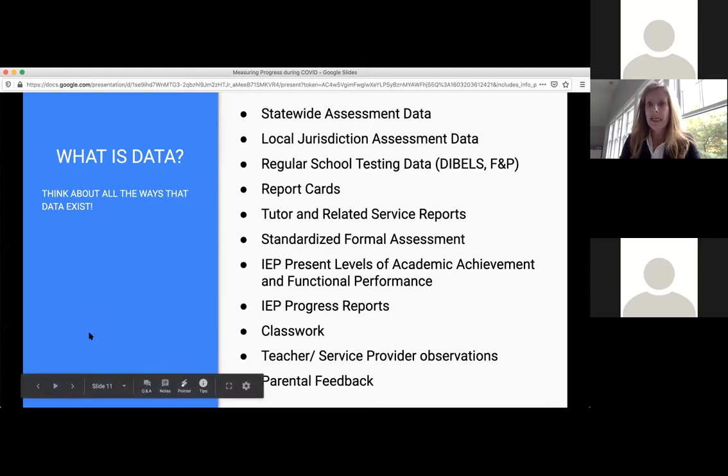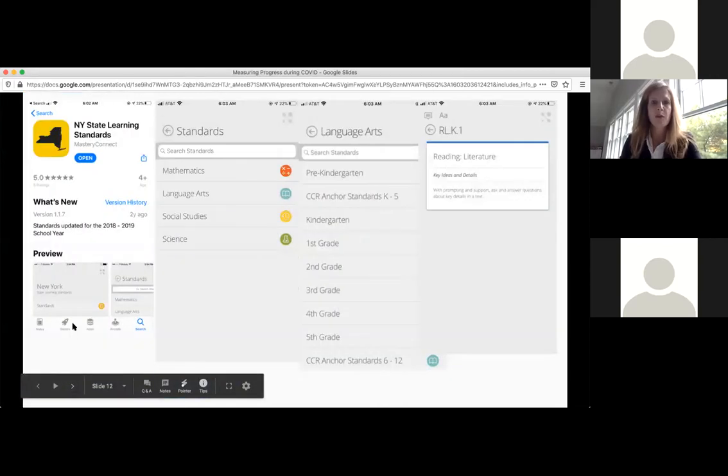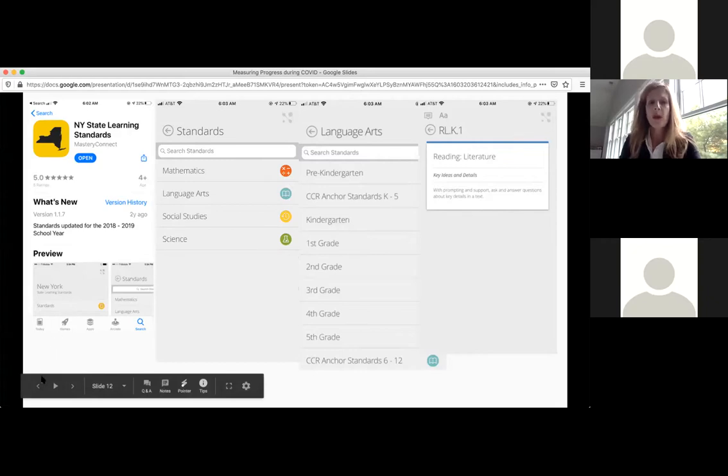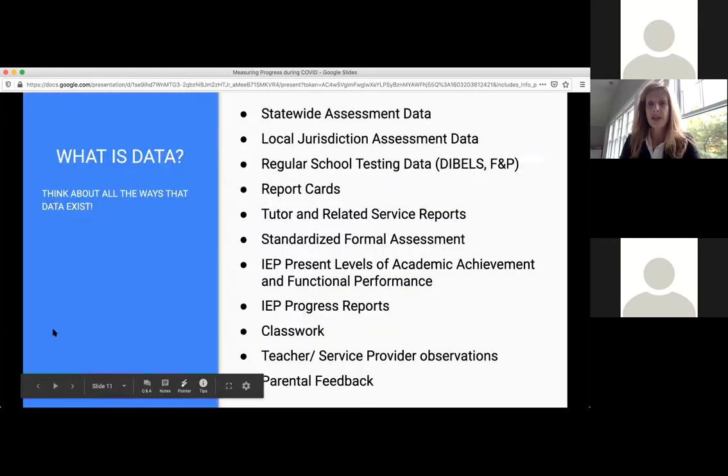It's really kind of easy to figure out what these are. I thought this might be a fun tidbit for you to know about. There are some really great apps. There's an app out there. You can literally download New York State Standards. You can look for the area that you're interested in, whether it be mathematics or language arts. You can then click on grade level and you have right there what the standard is. So there are easy ways to figure out what our state standards are and to compare them to what your goals are for your child.